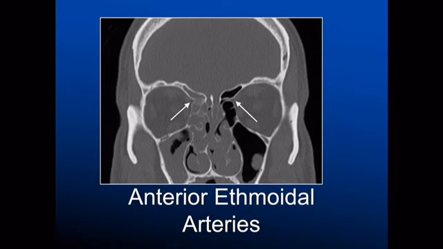So what can happen is if the vessel is inadvertently torn by some of the microdebriders that they use, it retracts into the orbit, and then you get a retrobulbar hemorrhage, increased intraocular pressure, and then potential visual loss. So it's important for the surgeon to be able to recognise that there is an anterior ethmoidal artery on a mesentery.